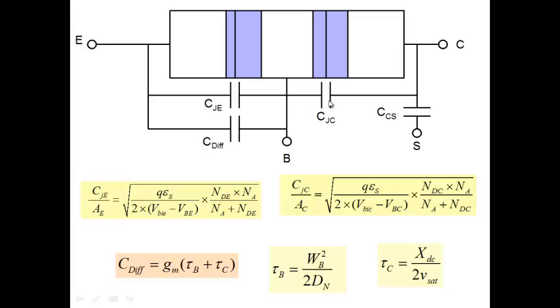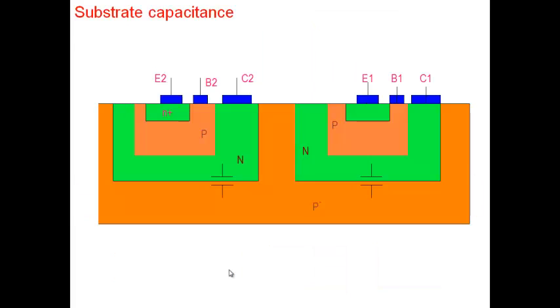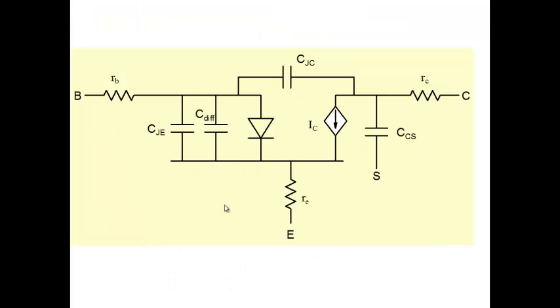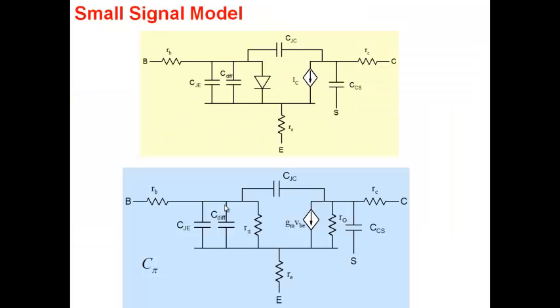1, 2 here, 3, and 4 capacitances. And this one, the diffusion capacitance, has two terms here, Gm tau B plus tau C. So now in the next lecture, what we'll do is take this particular model, and we can get a small signal model. Let me just tell you what you'll get.